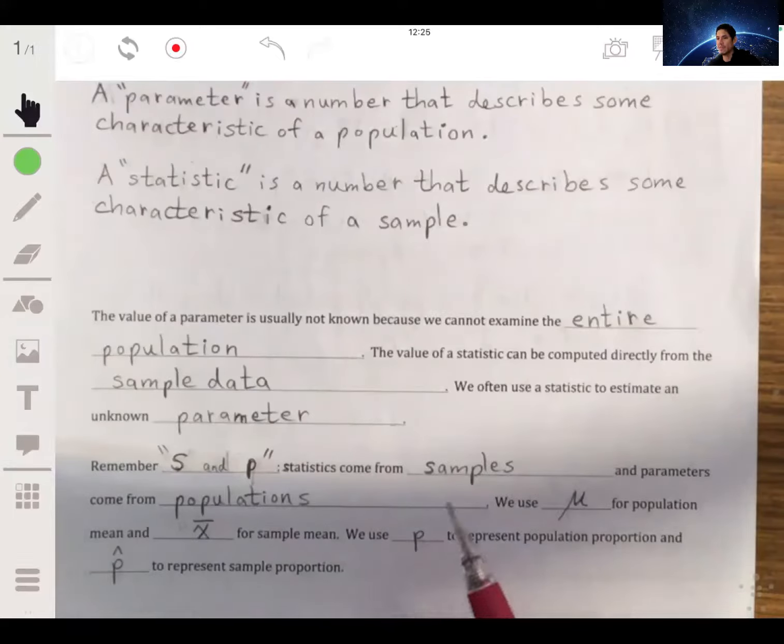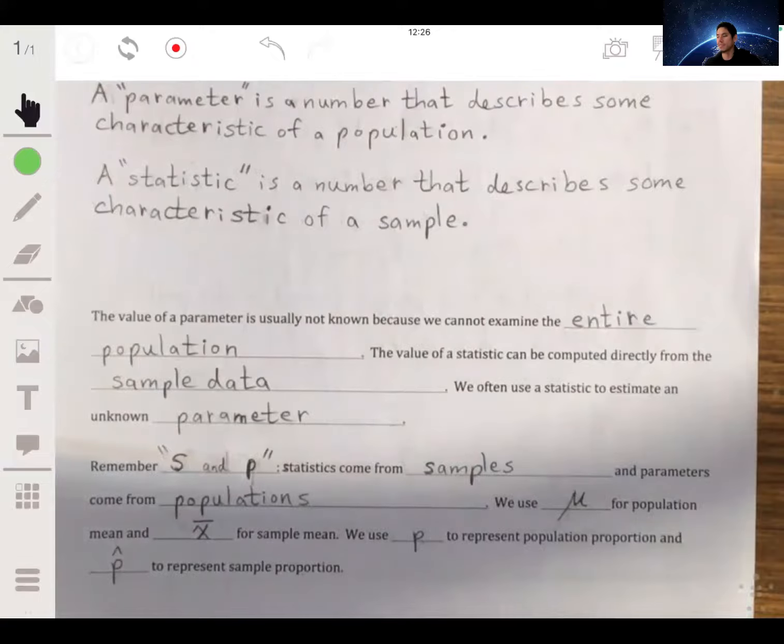Now, when we're talking about samples, to represent the sample mean, we're going to use x bar. And to represent the sample proportion, we're going to use p hat. This is a way of letting us know that we got this proportion or mean from a sample, or that we got this proportion or mean from the population. Those are actually a big deal, especially on your AP exams, so make sure you use these correctly. The readers, I know, are pretty strict when they grade your free response.